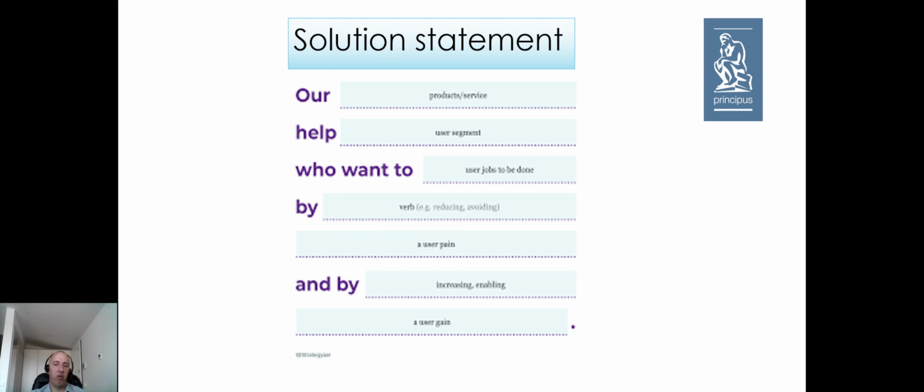Our, here you describe what you're selling. Help, here you identify your target group. Who want to, here name your customer challenges. Buy, what customer will solve, or buy, what customer will gain. You can also expand the solution statement with the competition comparison, introducing the word unlike.